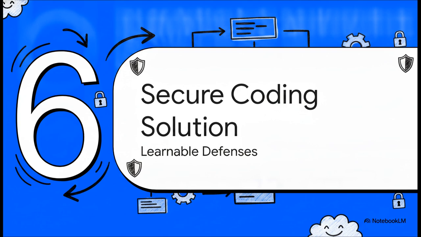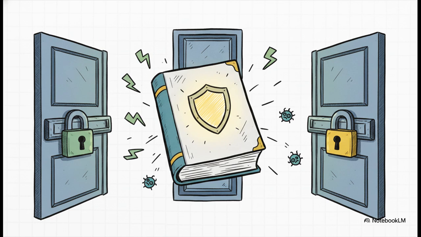Finally, we arrive at Section 6, the secure coding solution, learnable defenses. Okay, let's just take a breath. I know. We've just covered a terrifying list of ways your hard work can get totally ruined. But I promise I have some genuinely good news for you. Every single attack vector we've talked about today has a corresponding, highly learnable defense. Secure coding isn't magic, and it's not some innate talent you're just born with. It is a completely repeatable skill.